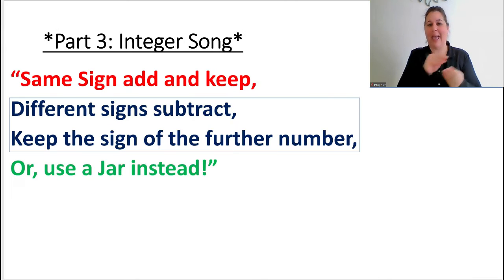And the song is coming up again. Same sign, add and keep. Different sign, subtract. Keep the sign of the further number, or use a jar instead.